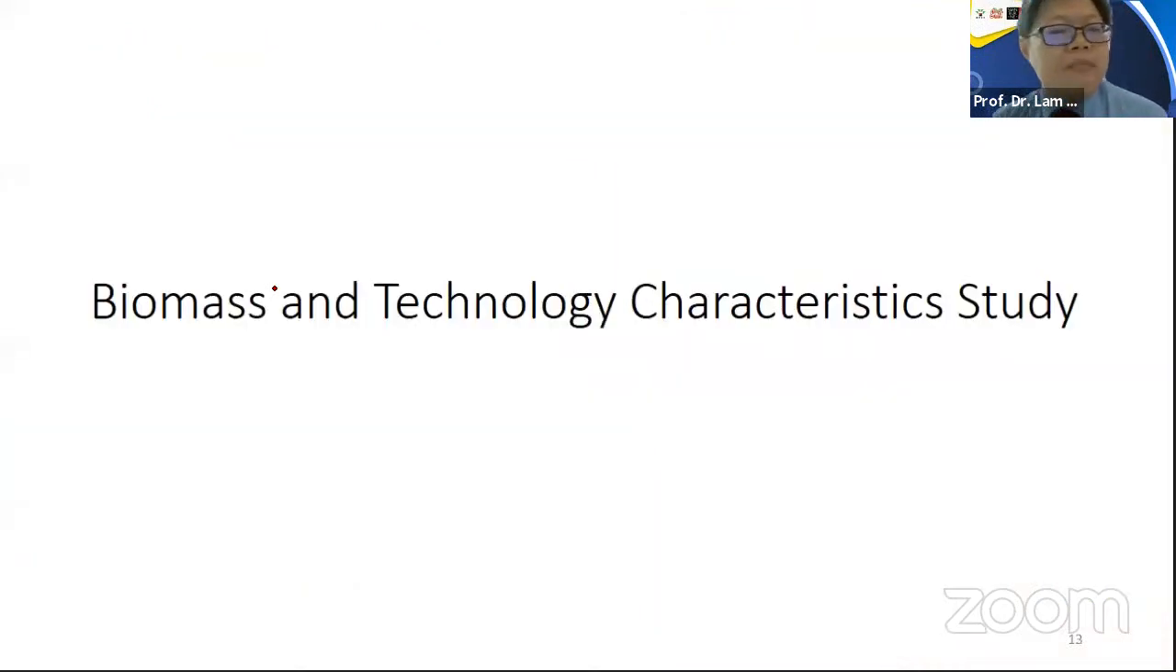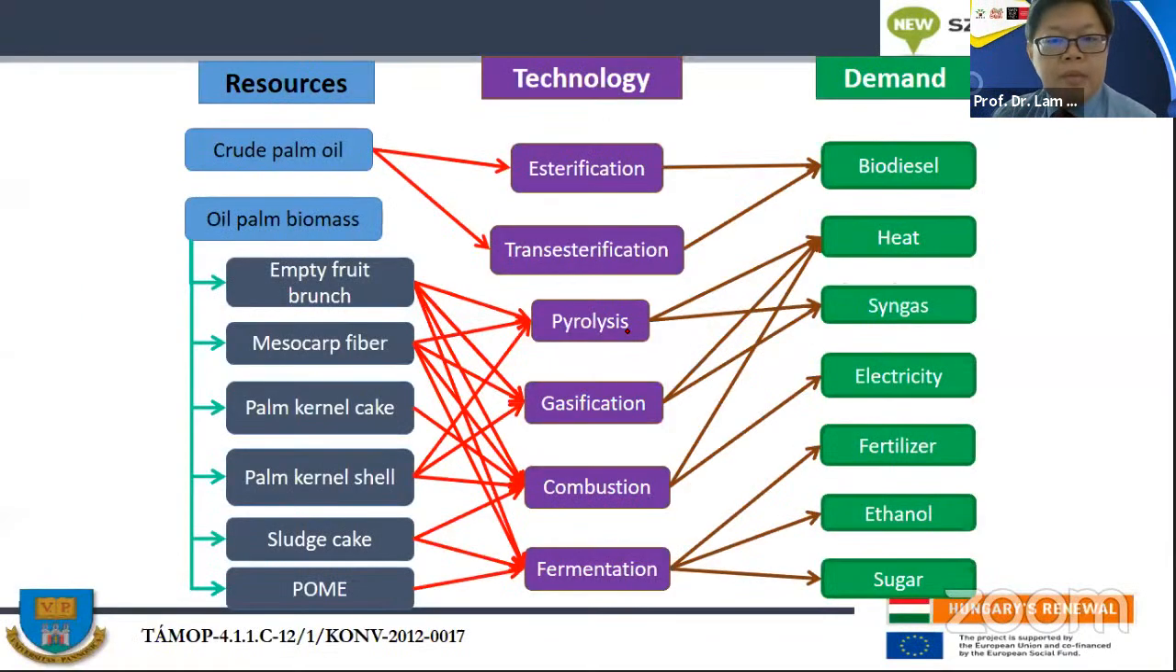So the second part is I'm going to talk about biomass and technology characteristics. As I showed you just now, we have the resources, raw material, we have technology, we have the demand. So it is the same diagram, I use another way.